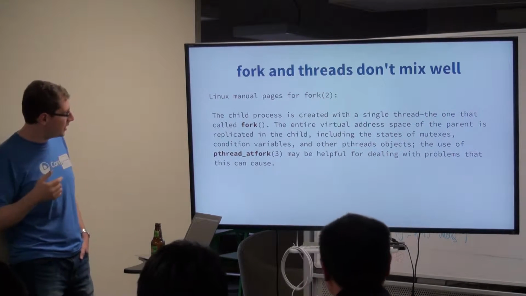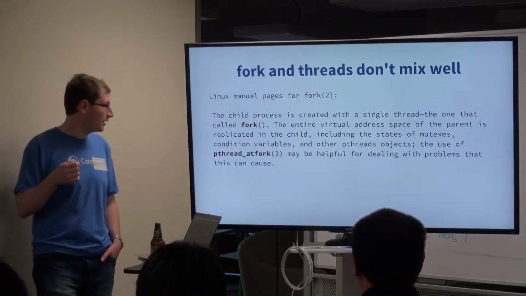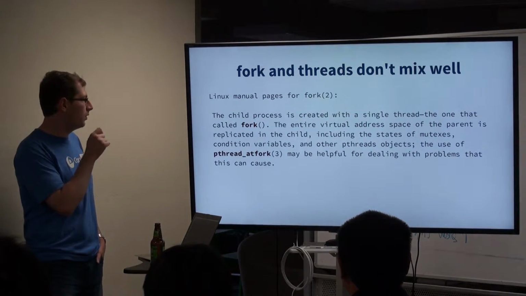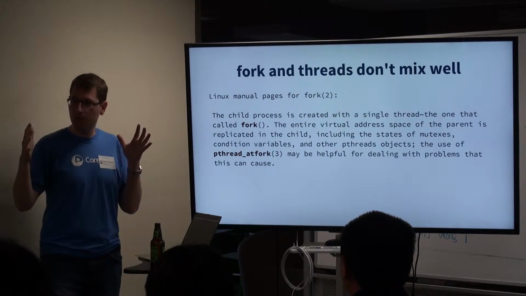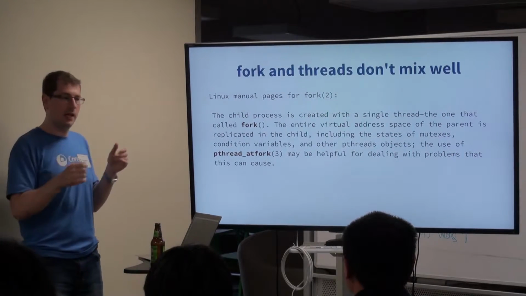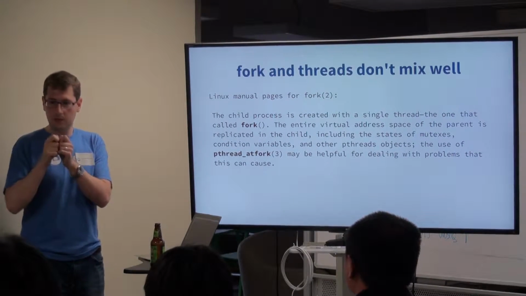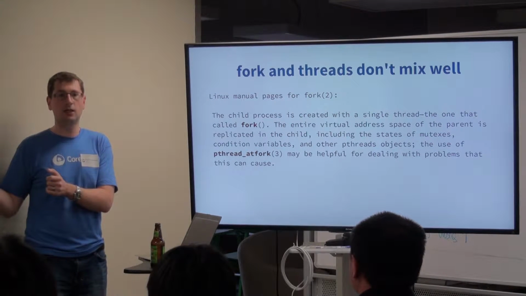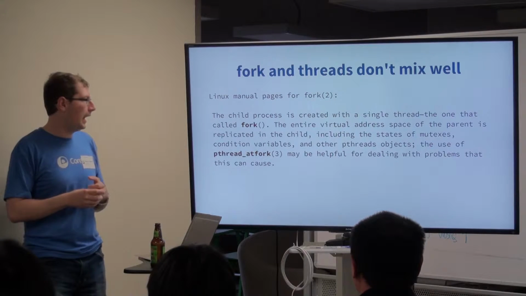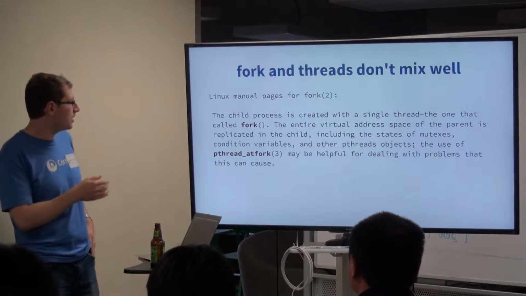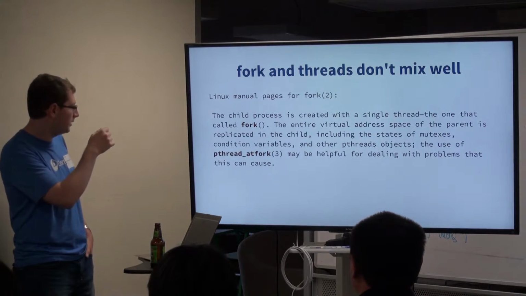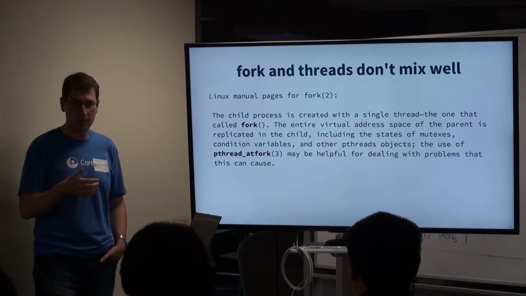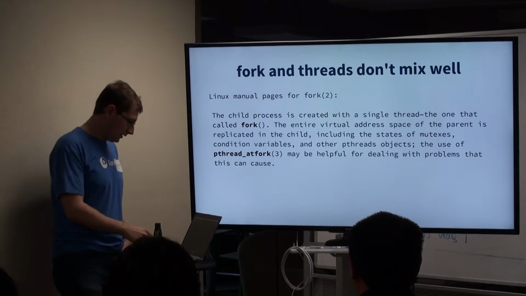This is what the Linux manual page for fork says: the child process is created with a single thread, the one that calls fork. It means if you have a bunch of threads, and one of them calls fork, that thread is going to get forked off, and everyone else in the child process is going to get killed off. And this is going to be a problem because the entire virtual address space of the parent is replicated, including the status of mutexes, condition variables, and other stuff. So why is this a problem?